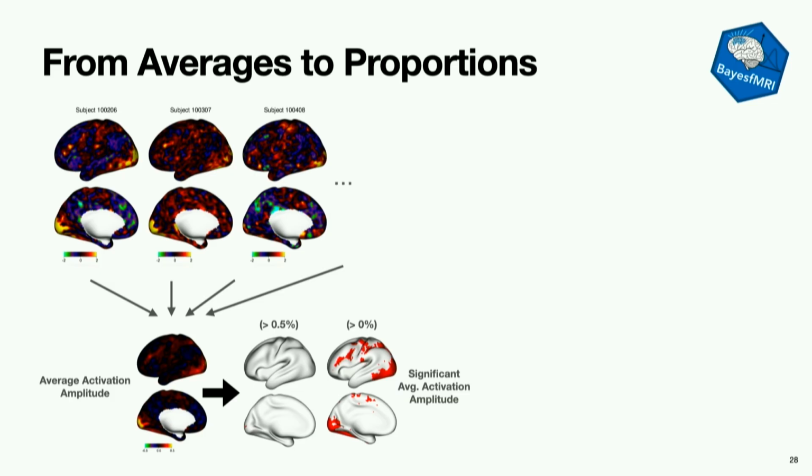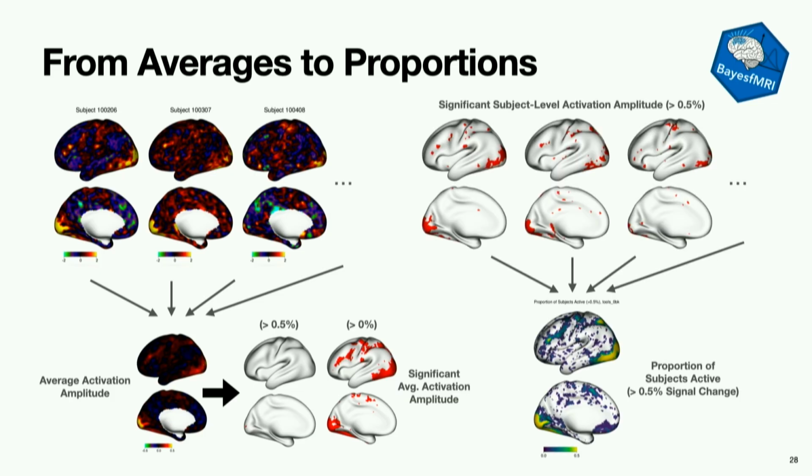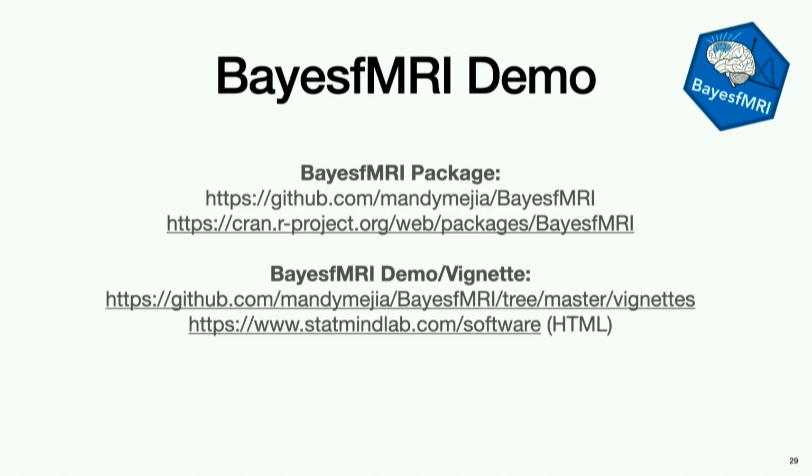And so one thing that we find useful in this approach, because we have high power at the individual level to detect significant activations, is that if we average those binary maps, we can get a proportion of subjects active at a certain level of signal change. So this is a map of the proportion of subjects that are active at a level of 0.5% signal change or higher. So anyway, we find this particularly helpful for tasks where there's not a ton of overlap in terms of the topography.